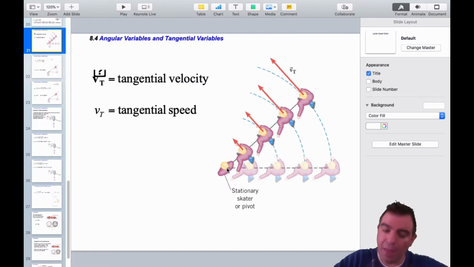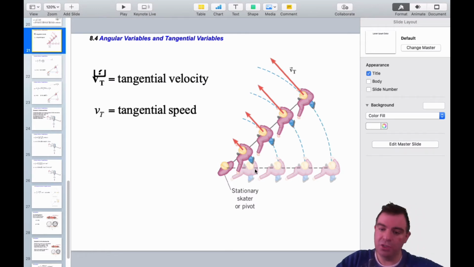So this person in the center obviously does not have to work that much, but the person all the way on the outside of the skating line, as you can see here, has to work very, very hard. In other words, his tangential velocity must be greatest.